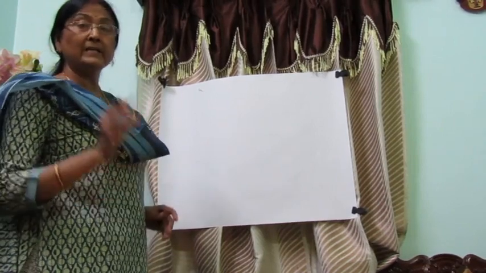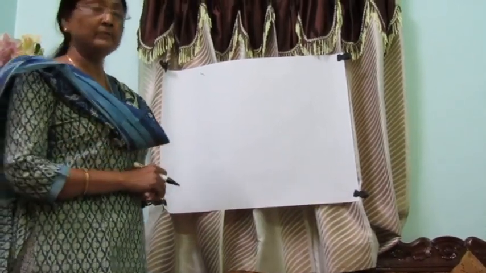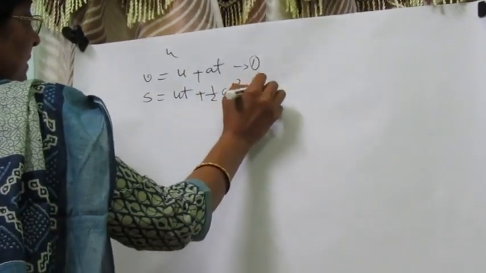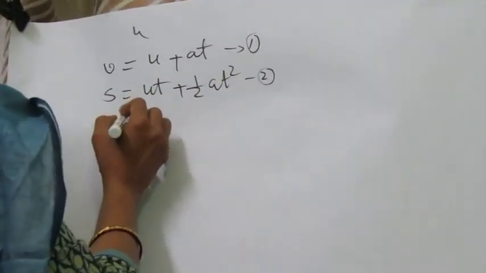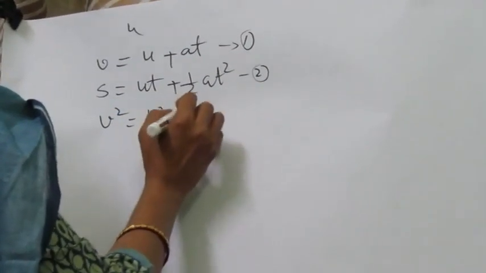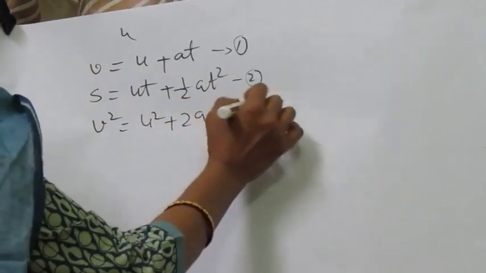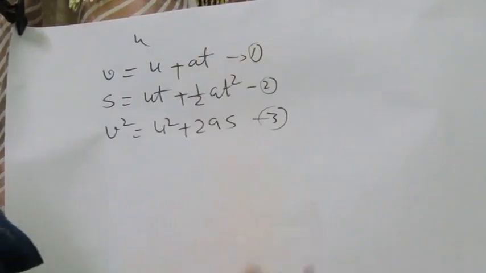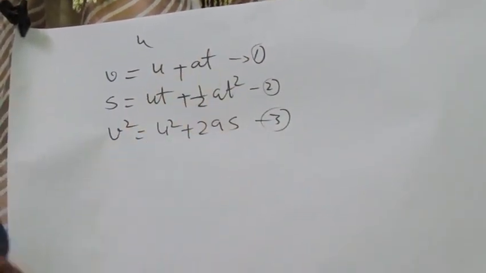Now, what are the equations of motion I have given to you? I have given you V equals U plus AT, equation 1. Then S equals UT plus half AT squared, equation 2. Now, V squared equals U squared plus 2AS, equation number 3. Today I am going to derive these three equations. I will explain how to derive.